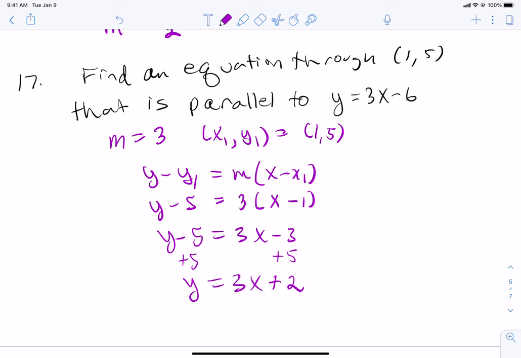Okay. So any questions about 17? We're almost done. We only have a few more to go.